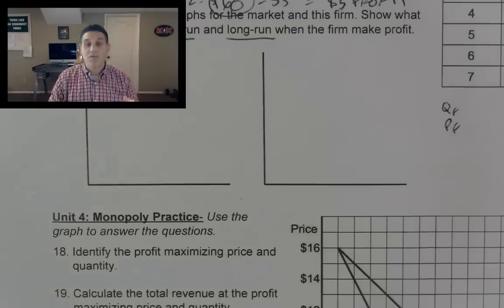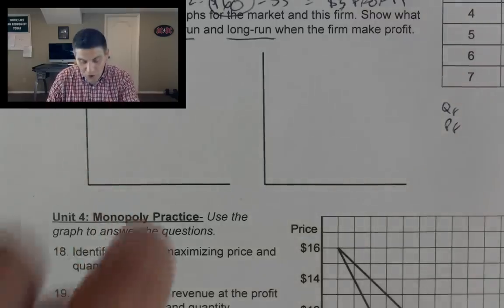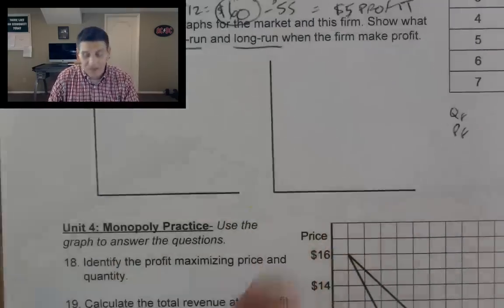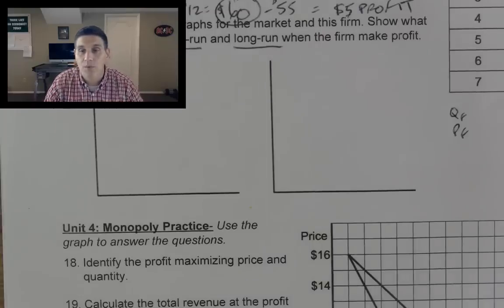You remember, if you're reading, don't do that. You should be doing the graph. I want you showing a market and a firm making profit, and then showing what happens in the long run.